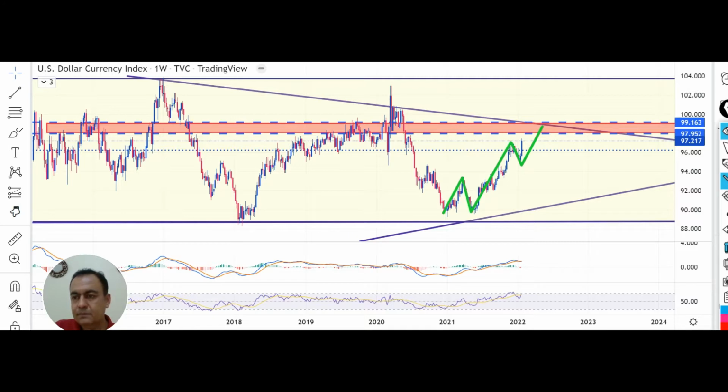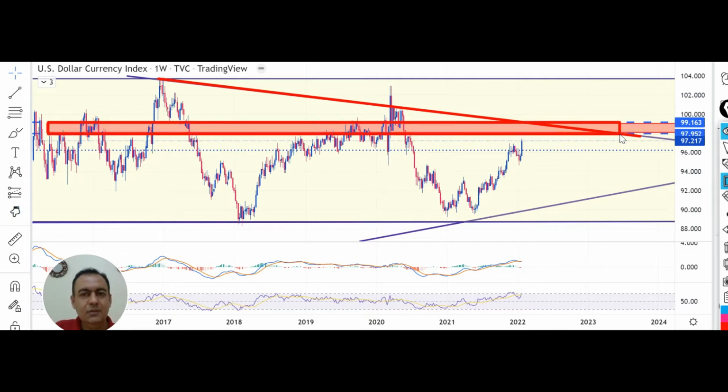So I'm expecting DXY to push a bit higher towards the 98, 99 area. Now why is this area, 98 to 99, really important? Number one, if we join the falling trend line starting from this area, we have a falling trend line resistance here. Number two, if you check on your left, this area acted as support and resistance multiple times in the previous months and weeks. So this is the reason it's a very strong resistance zone. So we can expect the dollar bulls to take a breather when they reach around this area.